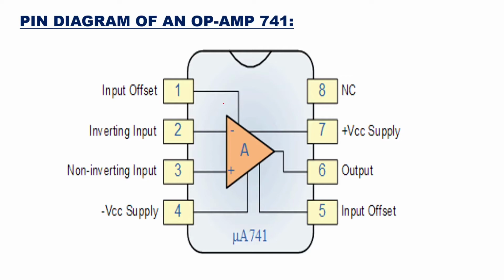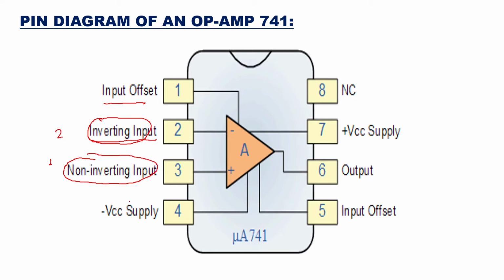Then we'll go to see the pin diagram of an op-amp. Here you can see the pin diagram of the 741 IC. It has 8 pins. The first pin is named input offset. The second pin is the inverting input, which is one of the two inputs. Then the third is the non-inverting input, which is also one of the inputs out of the two.